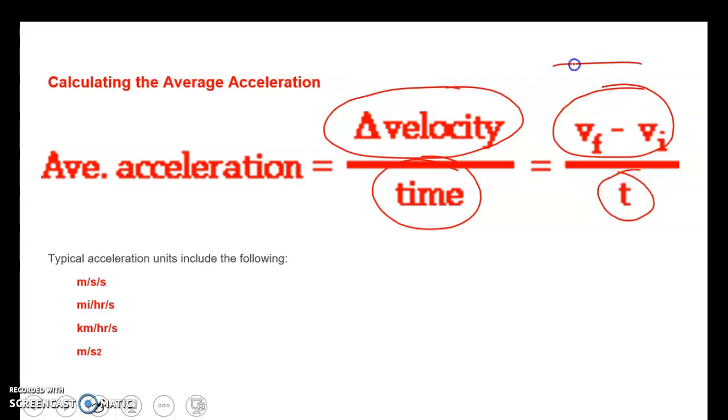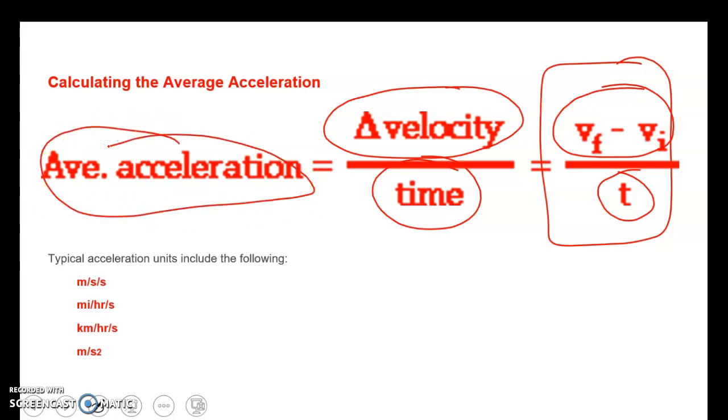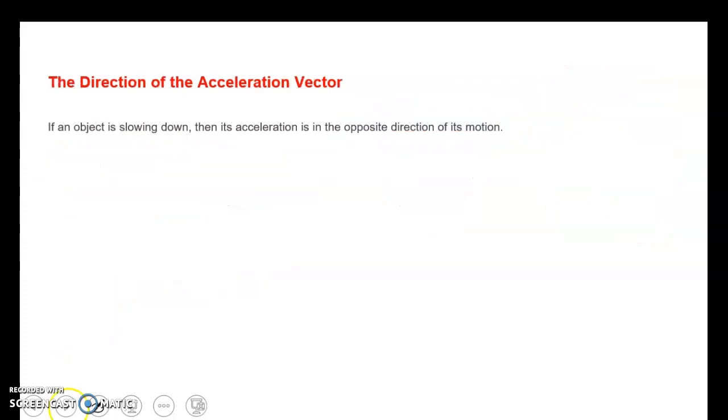This is an important equation. Final velocity minus initial velocity over time is what we call our average acceleration. Units of acceleration are units of velocity divided by time units. So it could be meters per second per second, or meters per second squared. Or it could be miles per hour per second, or it could be kilometers per hour per second. But it's distance over time over time. And that's what we expect to see with acceleration units.